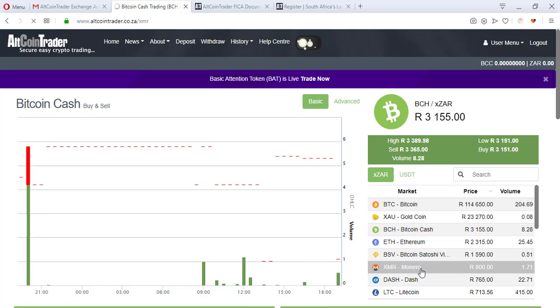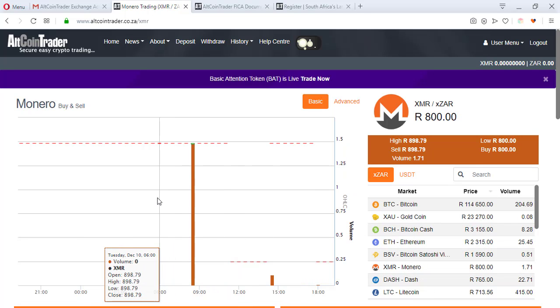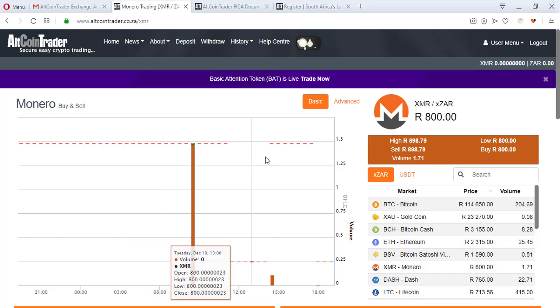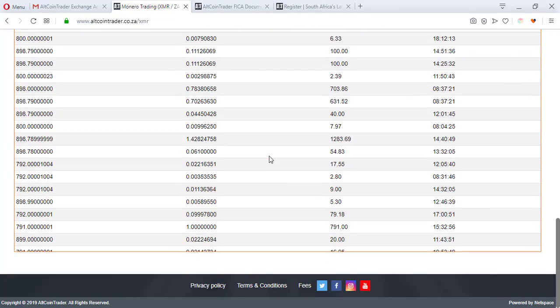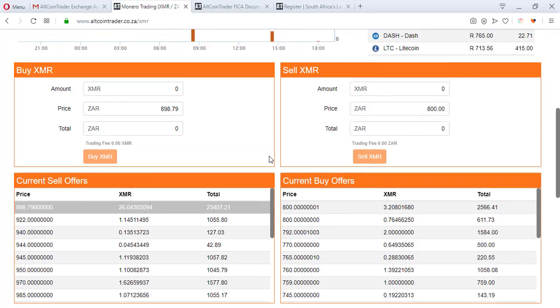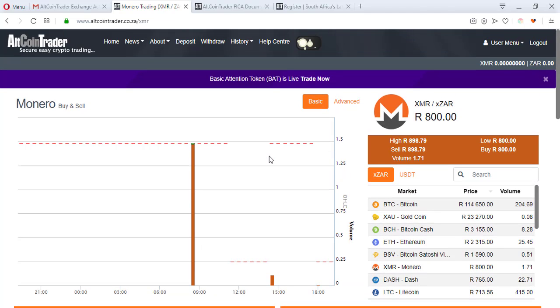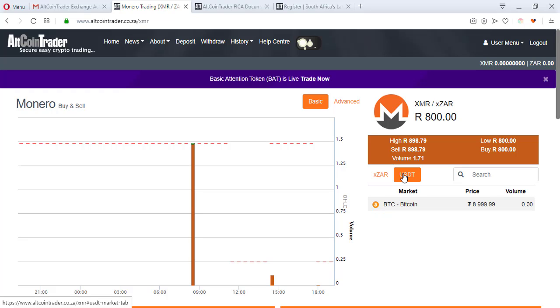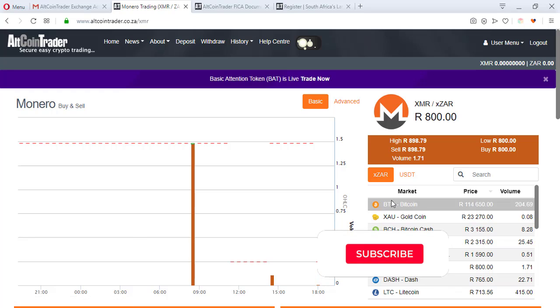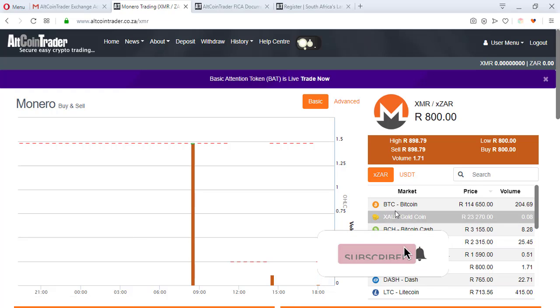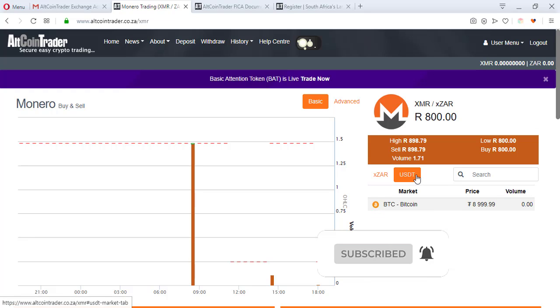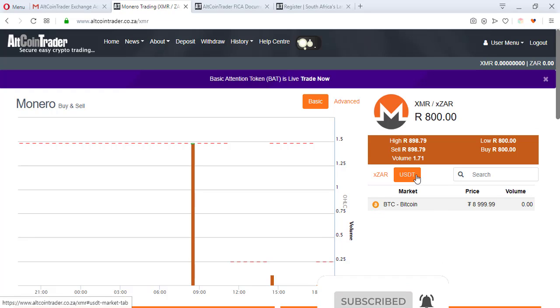If I click on Monero, it's also going to show me the chart of Monero, right? And also everything down here is going to change to the details of Monero, and we'll go and actually talk about what is down there, right? There are two markets, right? One market is for rands, which is trading a cryptocurrency like Bitcoin for rands, right? And the other market is between USD Tether and Bitcoin.